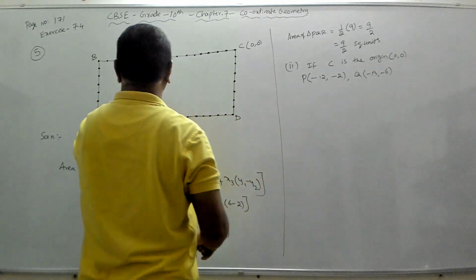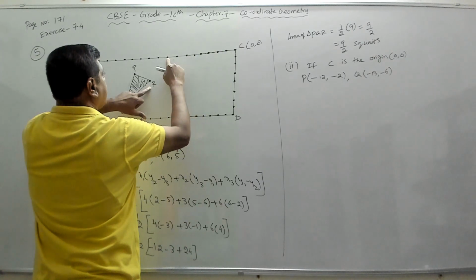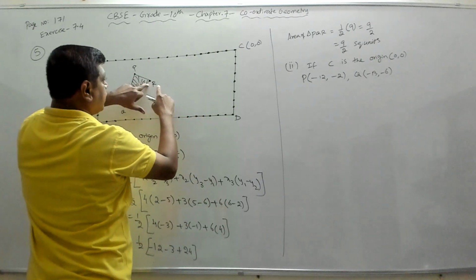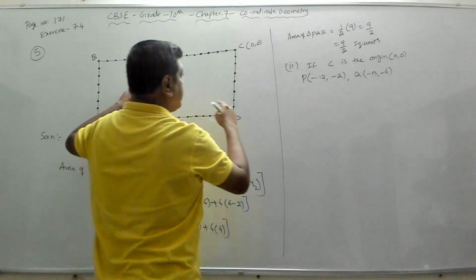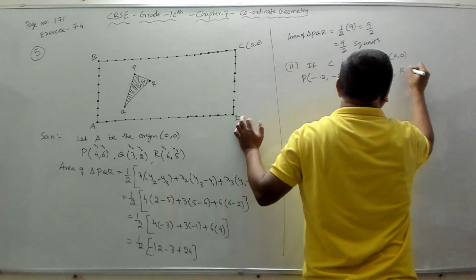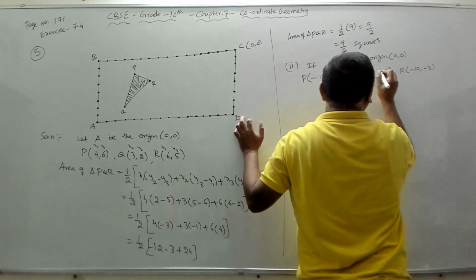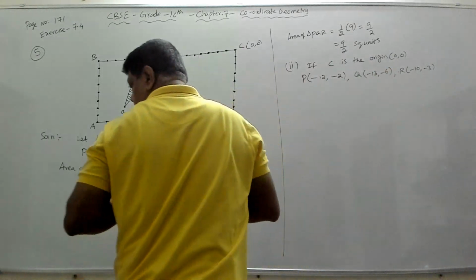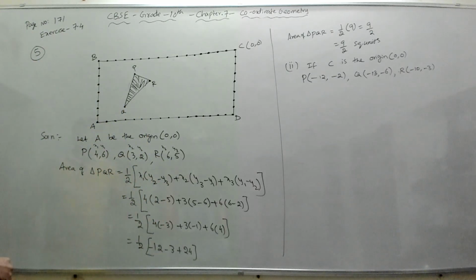Now let's take the point R. We have to find the coordinates of R. This is 1, 2, 3, 4, 5, 6, 7, 8, 9, 10, so 10, and this is 1, 2, 3. So this is minus 10, comma, minus 3. That is your point R.